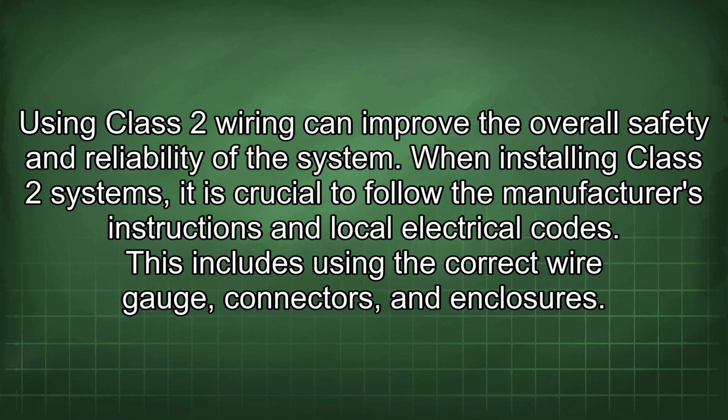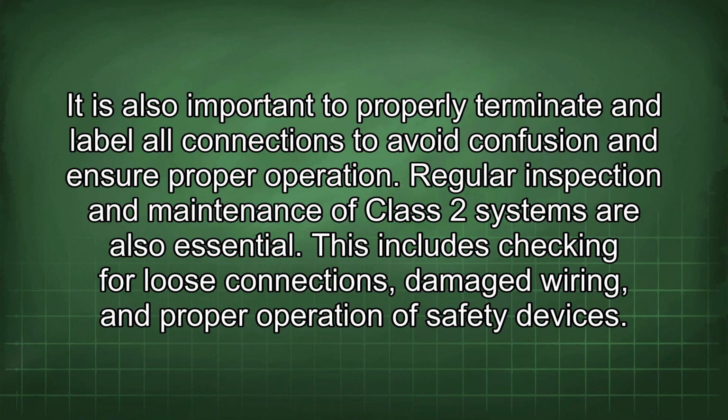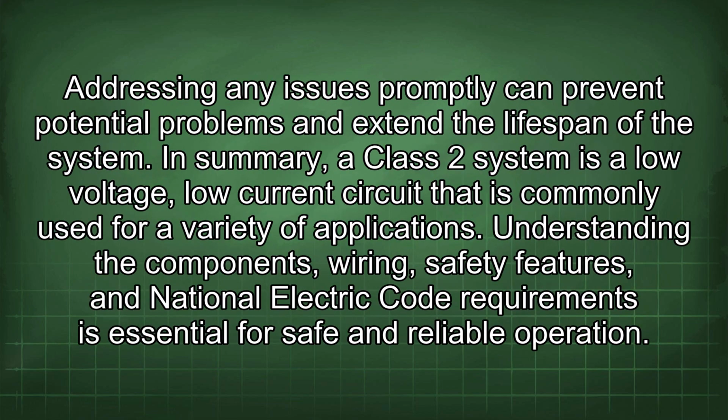When installing Class 2 systems, it is crucial to follow the manufacturer's instructions and local electrical codes. This includes using the correct wire gauge, connectors, and enclosures. It is also important to properly terminate and label all connections to avoid confusion and ensure proper operation. Regular inspection and maintenance of Class 2 systems are also essential. This includes checking for loose connections, damaged wiring, and proper operation of safety devices. Addressing any issues promptly can prevent potential problems and extend the lifespan of the system.